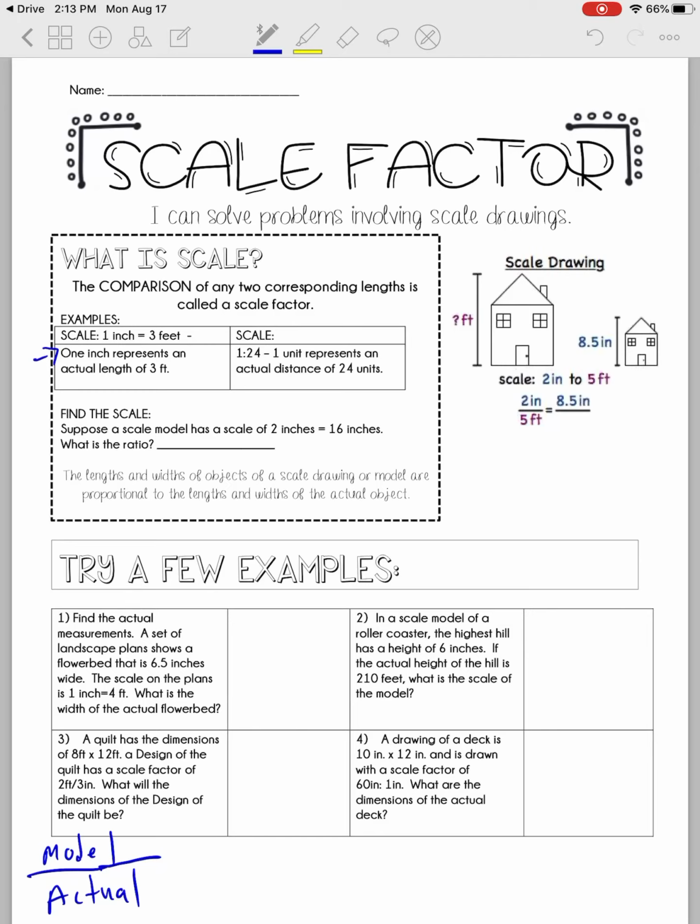Finding the scale. Suppose a scale model has a scale of 2 inches equals 16 inches. What's the ratio? Well, simply write it 2 to 16. You can simplify that as 1 to 8. And that means 1 model inch actually is 8 inches in real life.